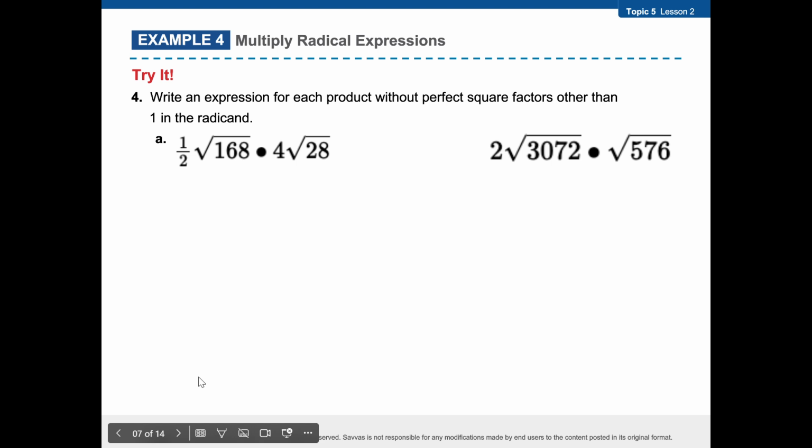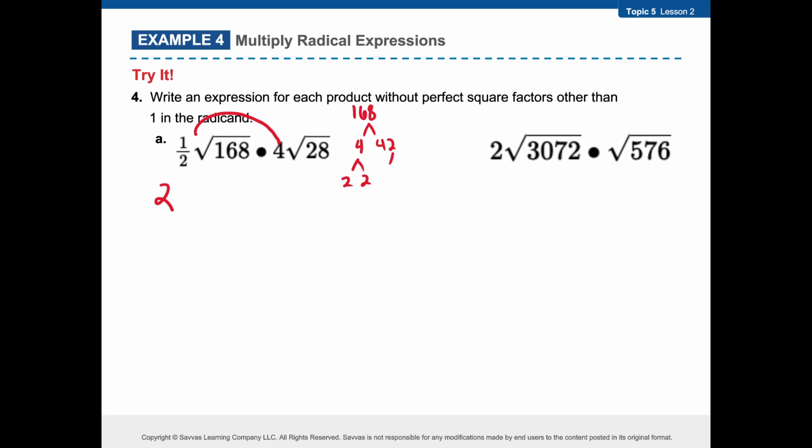You can pause and try these on your own. If you do have really big numbers, I would maybe try doing your family tree. 1/2 times 4 is a 2. And then 168, I can go by 4s. 168 divided by 4 is 42. 4 can be 2 and 2. 42 is 6 and 7. 6 is 2 and 3.